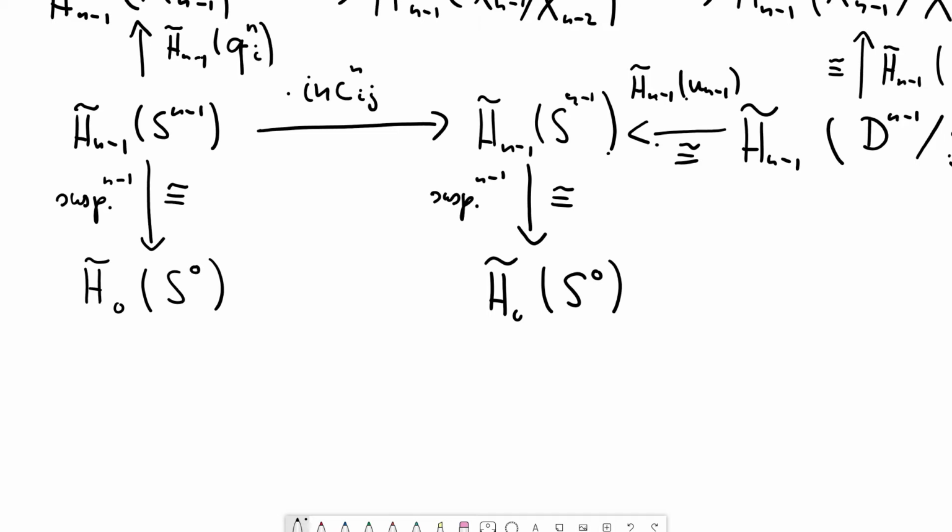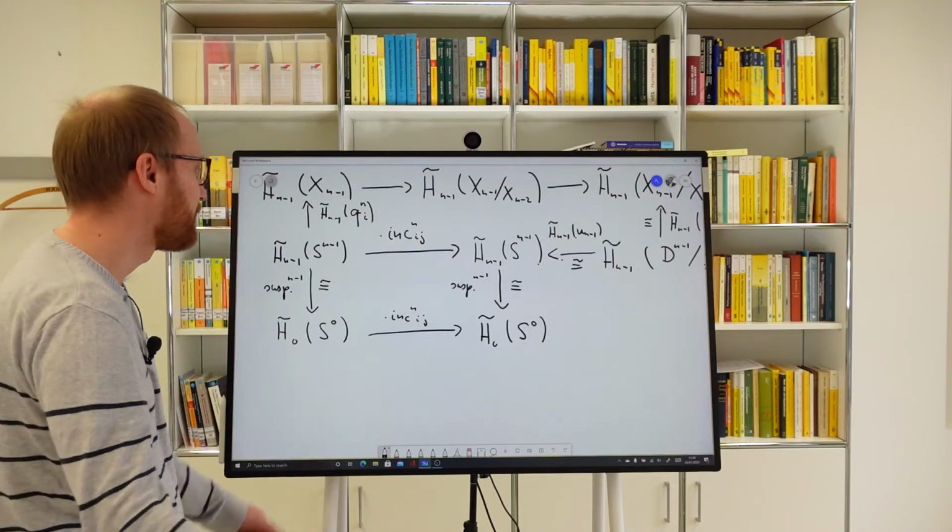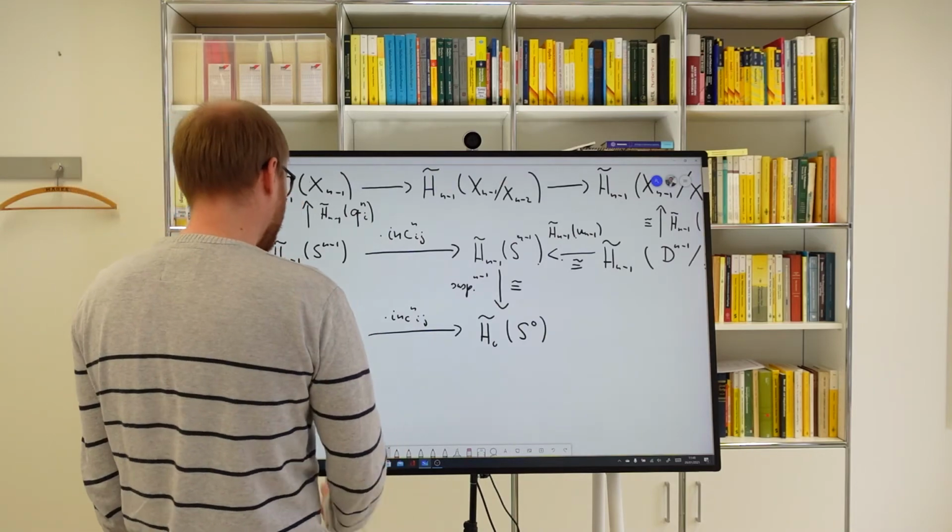And now if I consider this composition here, then this is actually, again, just multiplication with the incidence number. Yeah, because I'm using one and the same isomorphism here and here. So commutativity in this diagram is just by the homomorphism property of this isomorphism. Yeah, so that definitely commutes.